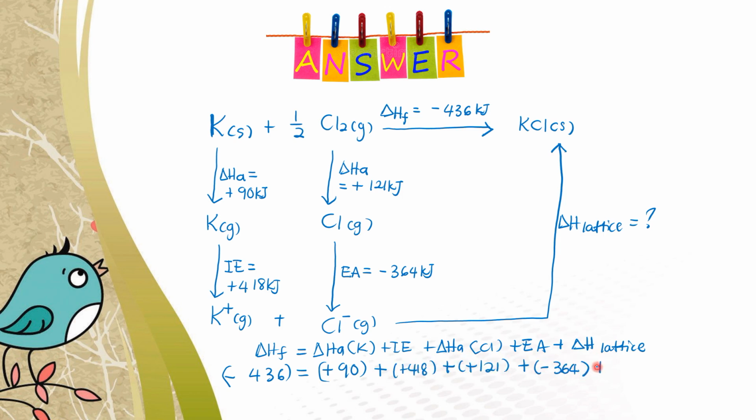So you want to find out delta H. Therefore, when you calculate the value of delta H, that is equal to negative 701 kilojoule per mole. So the unit here should be in kilojoule per mole because it's from 1 mole of KCl in solid.